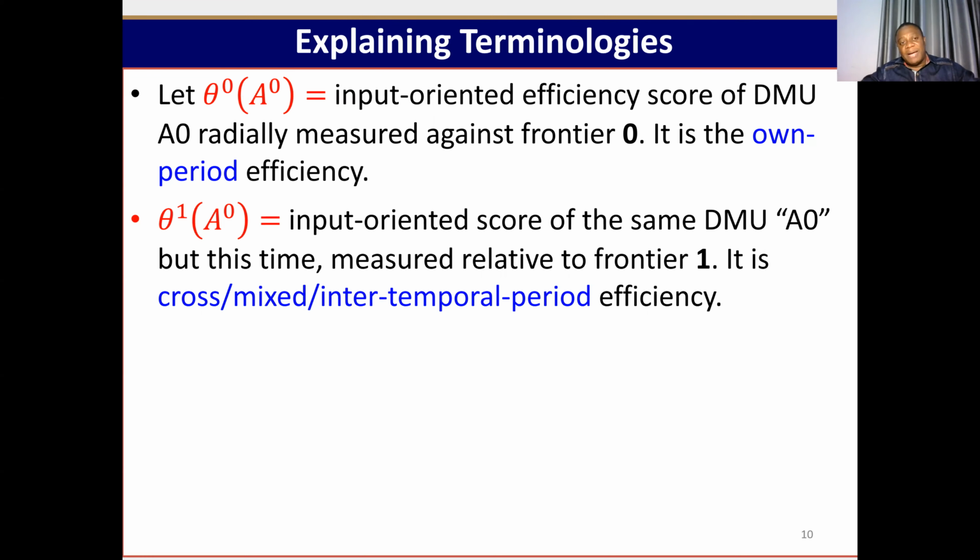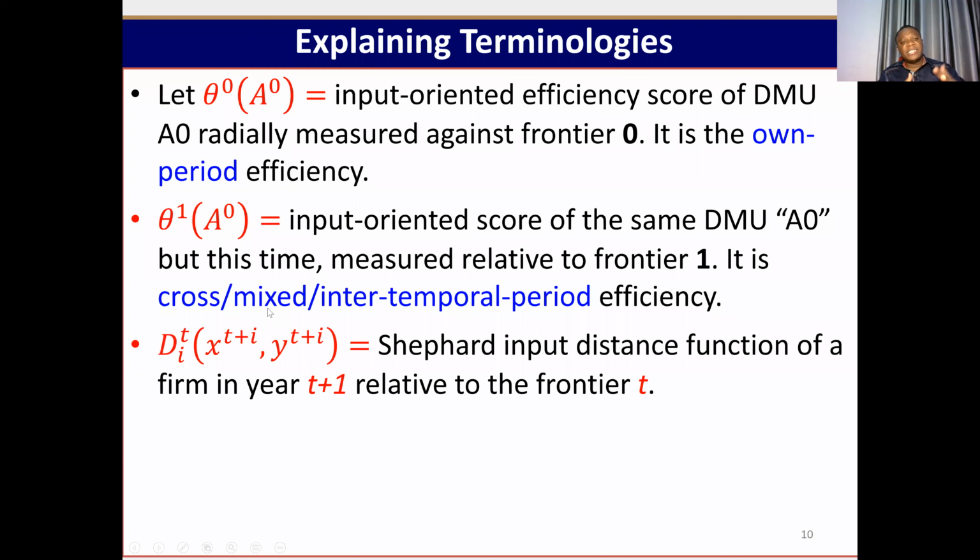But the Ronaldo we are talking about is Ronaldo today. So I'm talking about Ronaldo in 2022, his efficiency relative to 2022, that is the own period. And then relative to 2021, that is a cross period.